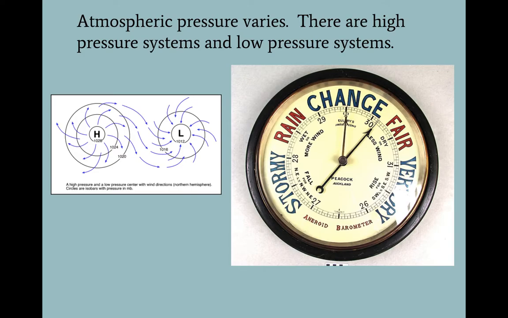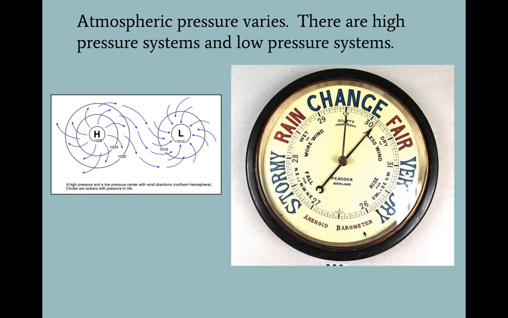All right. Atmospheric pressure. It varies. So there are high pressure systems and low pressure systems. And how we measure the atmospheric pressure is with this instrument right here. Anybody remember the name of it? Starts with a B, and it's here, a barometer.